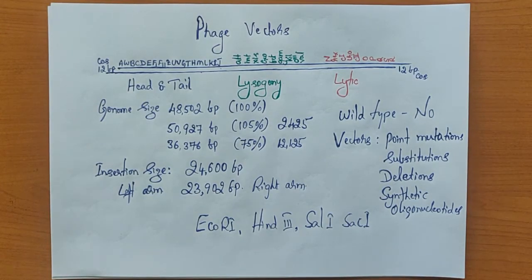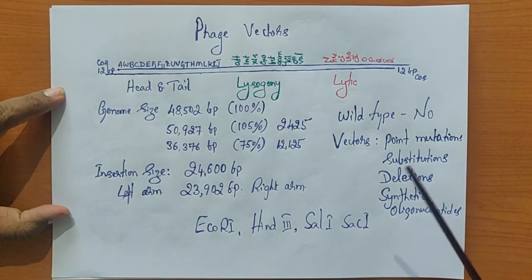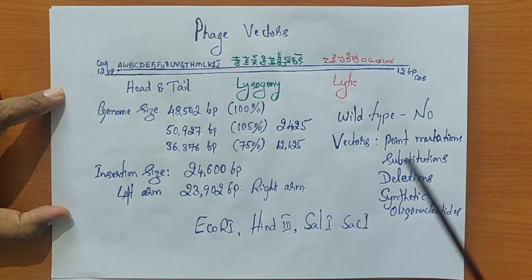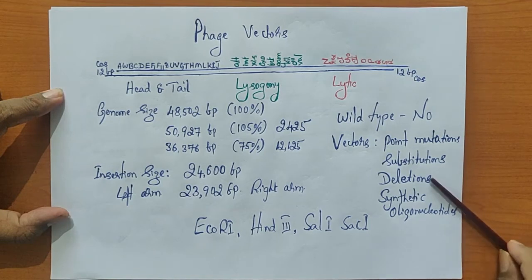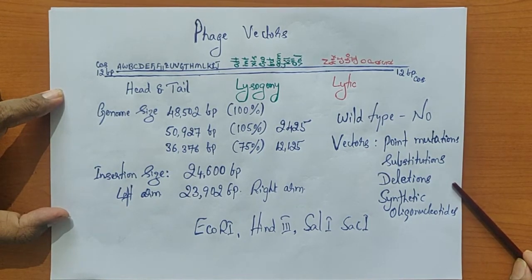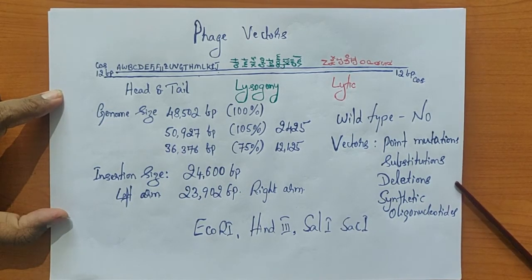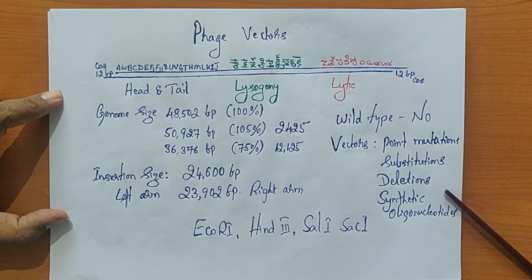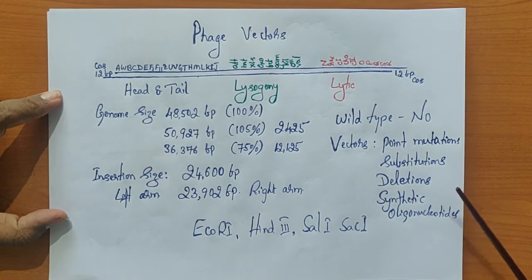Hello students, in our previous video we discussed lambda Phage DNA and the various regulatory factors involved in channelizing into either a lytic cycle or lysogeny cycle. So in this video we will try to understand how the Phage vectors are designed. Before that, I will again go through some of the finer details.